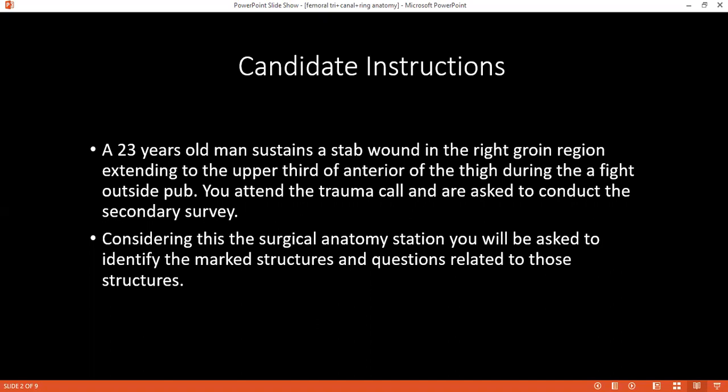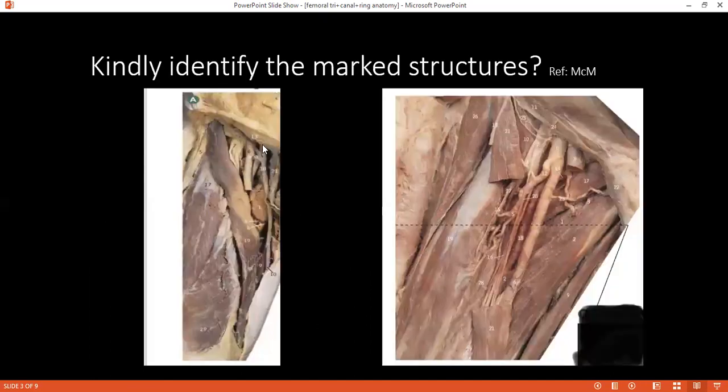Right, so if you have read and understood the surgical anatomy, kindly tell me what is the region you are looking at in picture A, and what are the boundaries of this region? This is the upper one-third of the thigh.